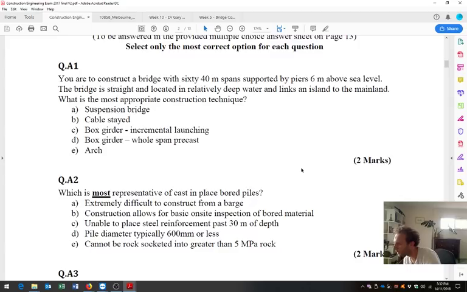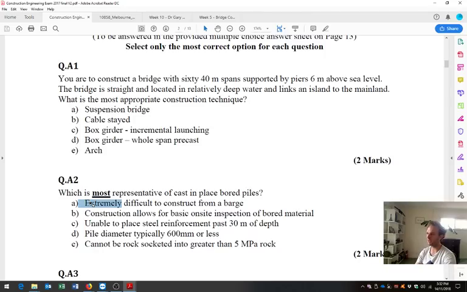So you think A and B are both right. Extremely difficult to construct from budge. I don't know. It's difficult. Cast in place bored piles. It's not extremely difficult though. I guess yeah, it's a bit open to interpretation.